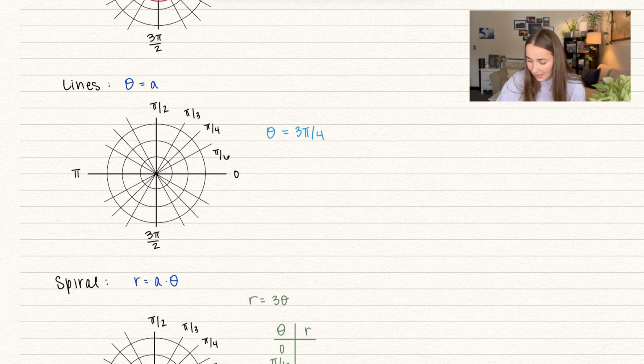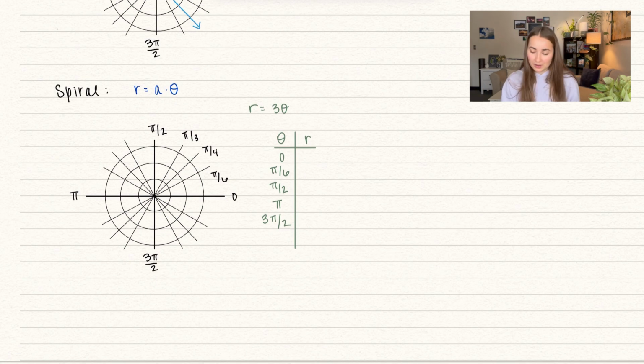So here, let's take the angle 3 pi over 4. So we need to go over to 3 pi over 4, which is the center guy right there. And we're going to extend for any possible radius, right? Any positive radius and also any negative radius. And it's going to look like a line.